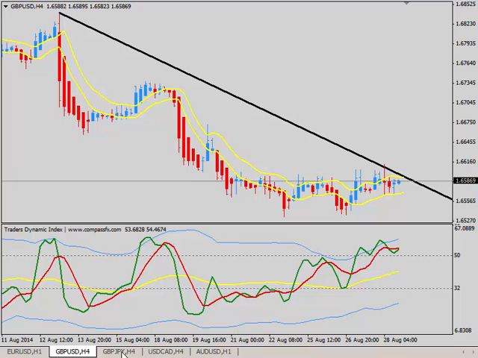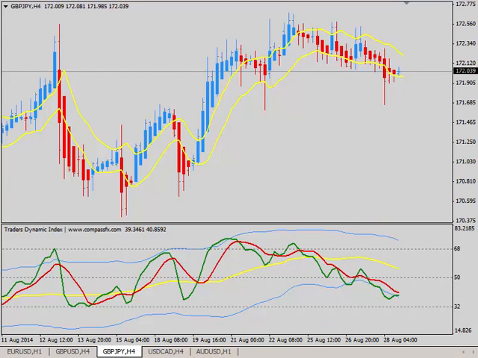Taking a look at the pound yen, again on a 4-hour chart, I happen to find that the 4-hour chart does the best at showing when price action is inside the price action channel. You can see here, look at all of this. All of this is inside the price action channel.